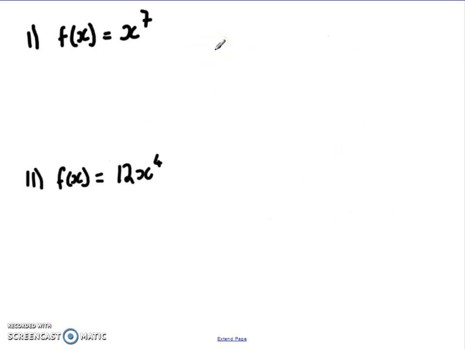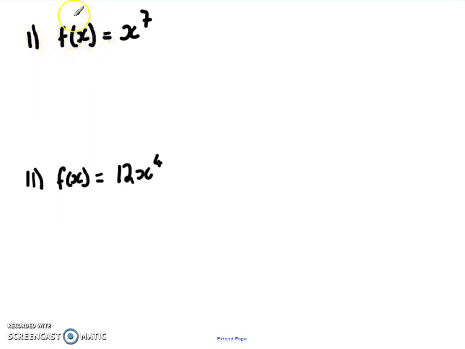First one, f of x equals x to the power of 7. Now remember the general steps we said for taking the derivative of a function like this. Take the power, we stick it in front, we reduce the power by 1. The only thing that really changes at this stage is if there's a coefficient, but there is none here. The only other thing we have to really be careful of is our notation for the derivative.